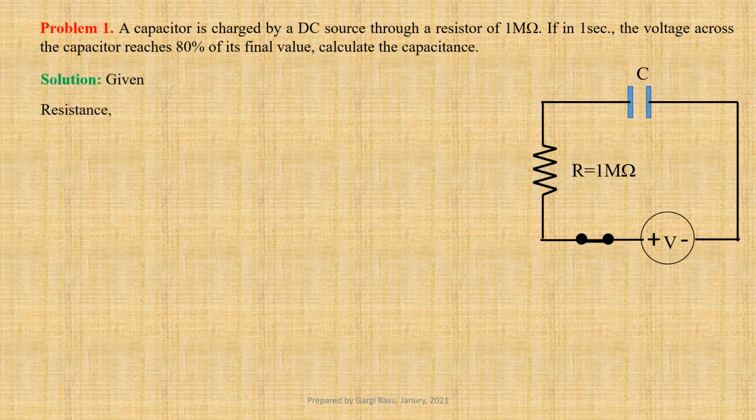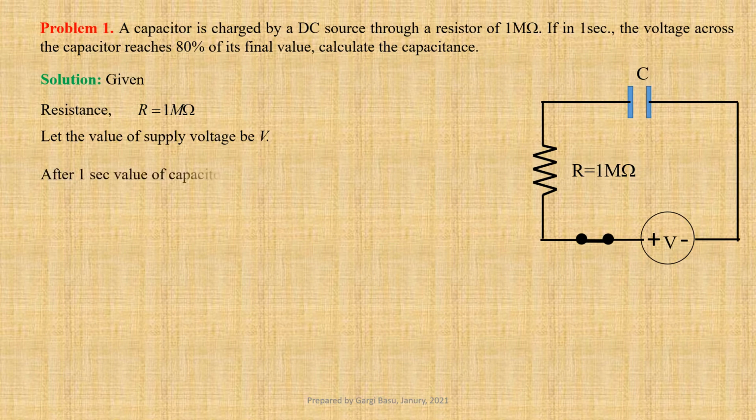Resistance R equals 1 mega ohm. Let the value of supply voltage be V. After 1 second, the value of capacitor voltage reaches 80% of V, that is Vc at t equals 1 second equals 0.8 V.